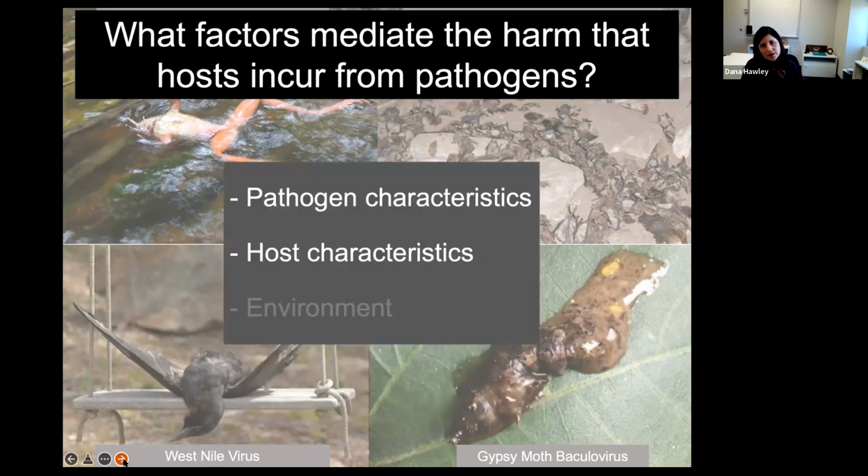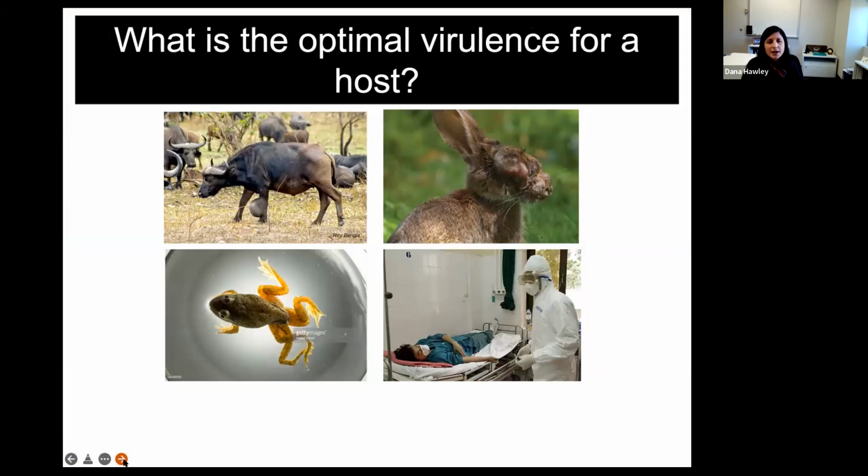Today, I'm only going to focus on the pathogen and the host, and that's because I'm going to be taking an evolutionary perspective today, and these are the 2 parts of the triangle that are able to evolve. And so I want to start out thinking about a very basic question, which is somewhat easy to answer, and that is, what is the optimal virulence for a host?